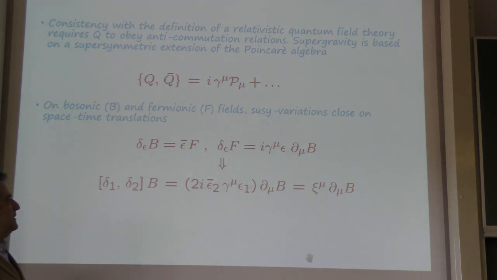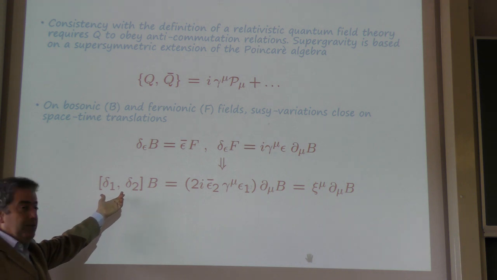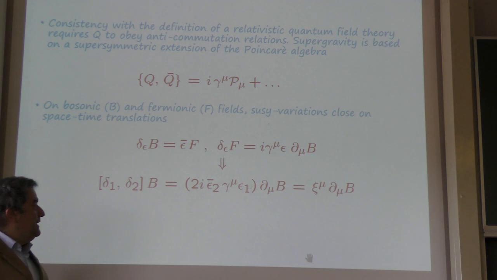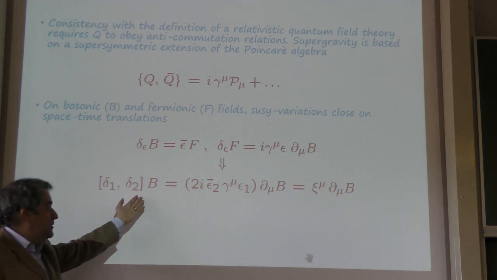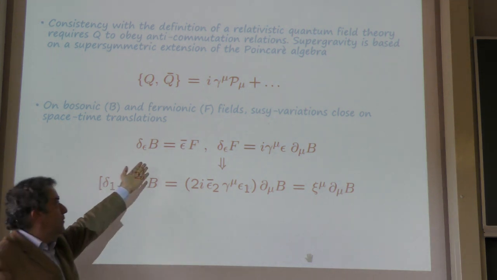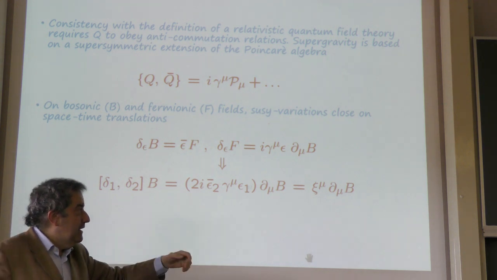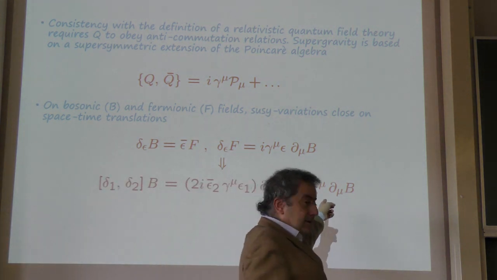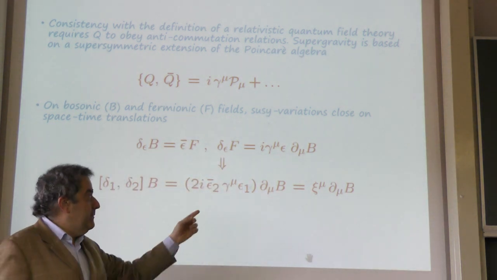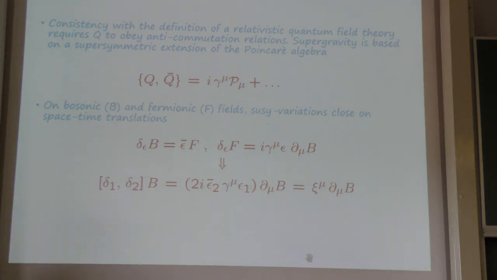consider these general expressions, and you can easily verify that if you perform a commutator of two infinitesimal supersymmetry variations on a bosonic field, what you end up with, and this is an easy exercise where you just perform two consecutive supersymmetry transformations, is an infinitesimal space-time translation, defined by a parameter psi, which is a bilinear of the two supersymmetry parameters.